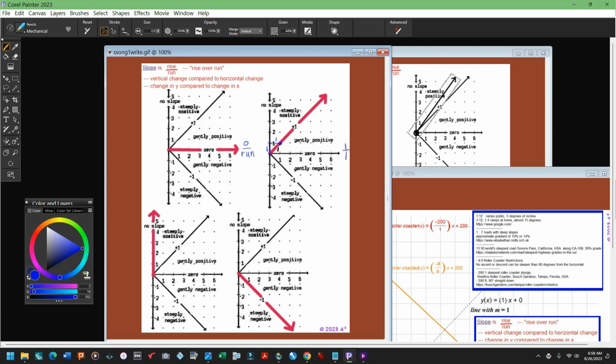Let's rise 3. 1, 2, 3, and run 1, 2, 3. 3 over 3 is still 1. So a slope of 0 is completely flat. A slope of 1 has an equal rise and run.